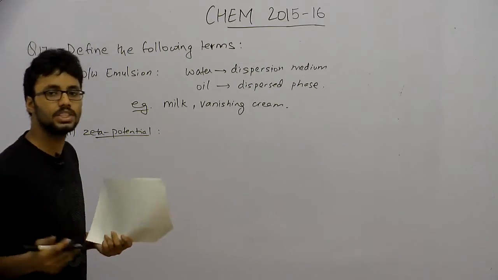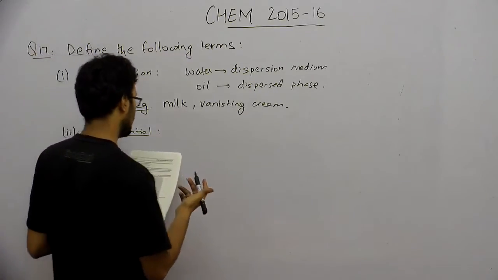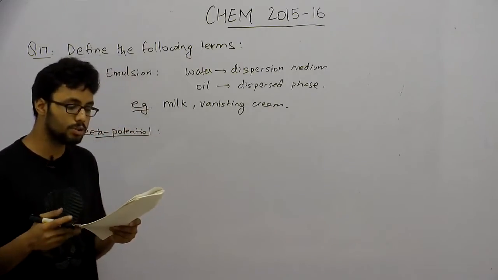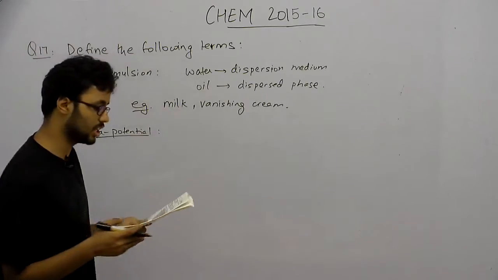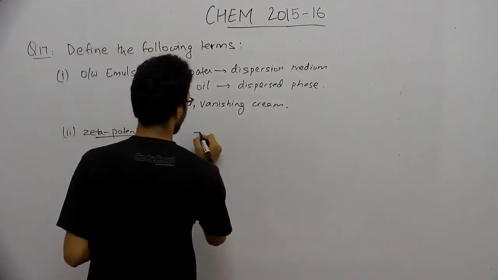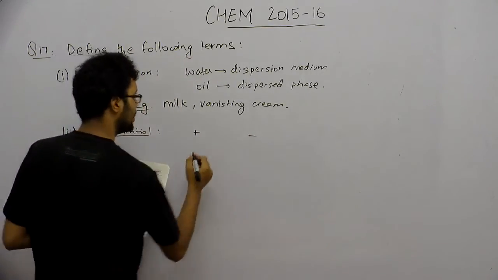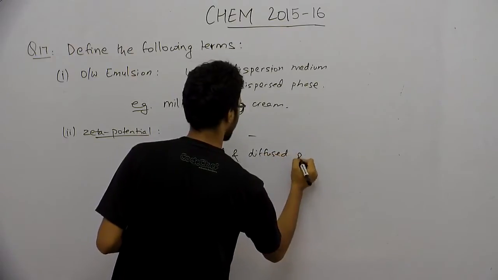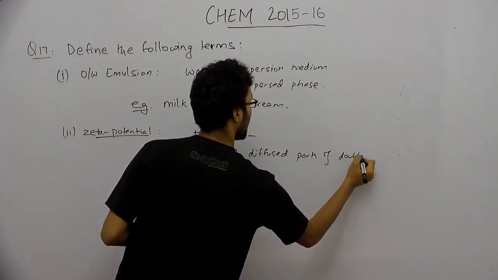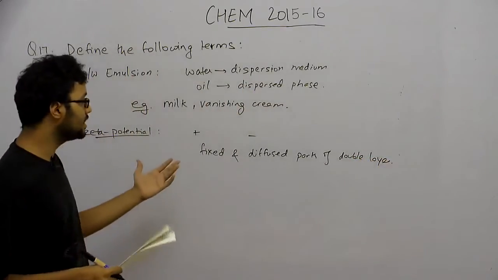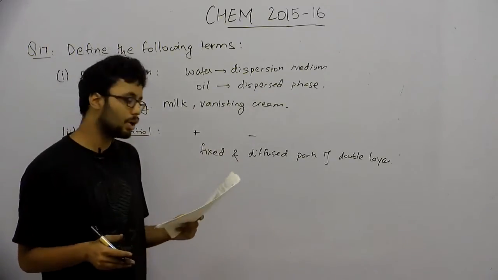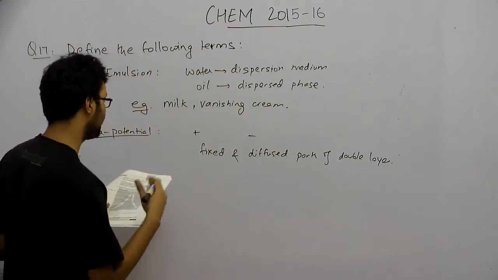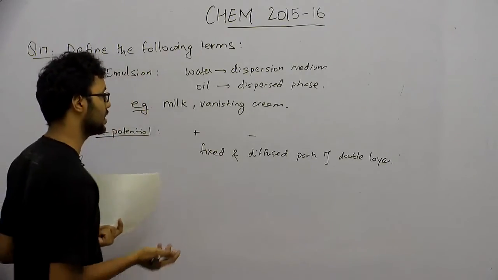As we know, separation of charges produces a potential. So the charges of opposite signs on the fixed and diffuse parts of the double layer result in a difference in potential between these two layers. So these separated charges produce a potential between the fixed and diffuse layers. And this potential difference between the fixed layer and the diffuse layer of opposite charges is called zeta potential.